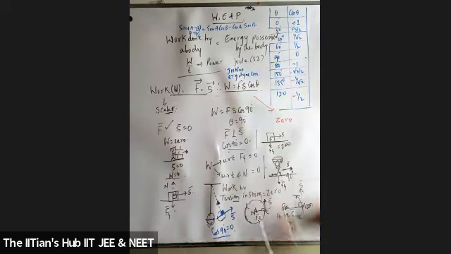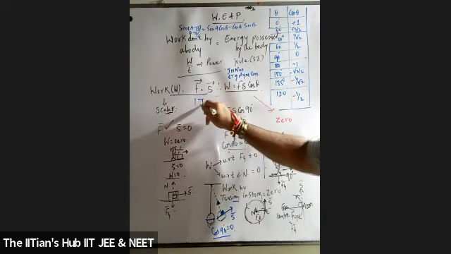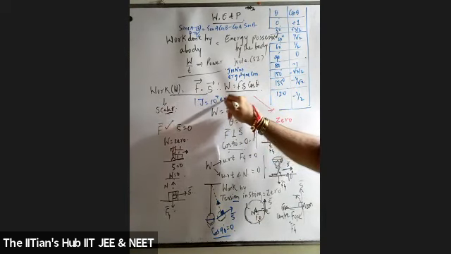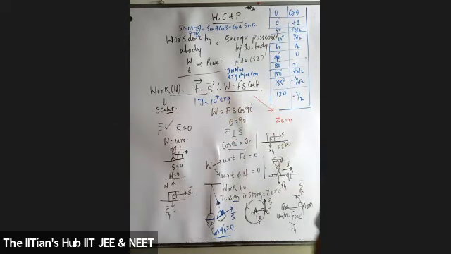Students, 1 joule is equal to how many erg? What's the relation? 1 joule is equal to how many erg? 10 to the power 7 ergs. Or 1 erg is equal to 10 to the power of minus 7 joule. Do take care of this also.